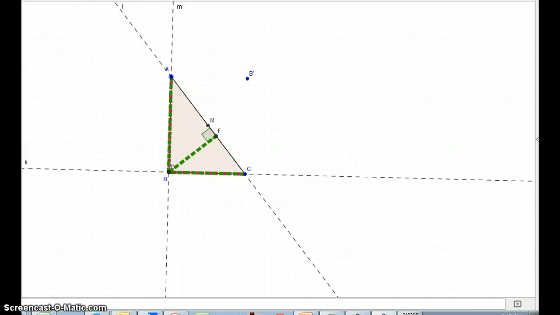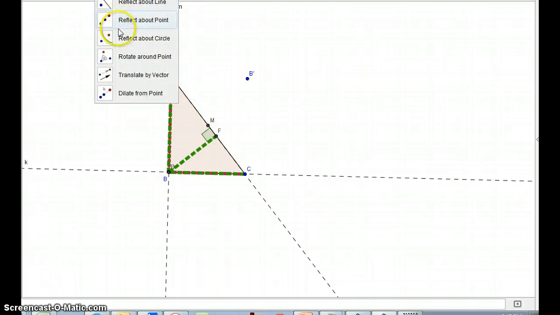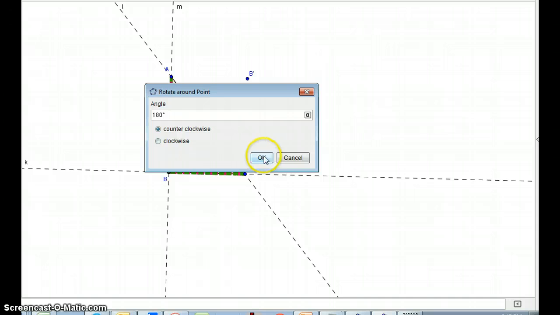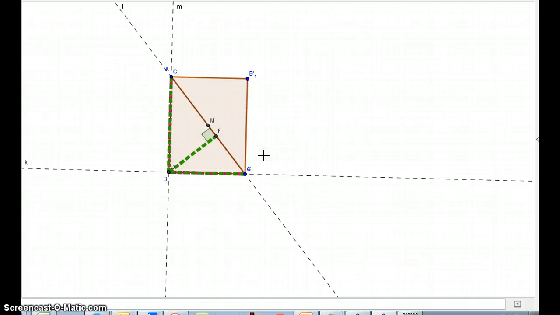And we'd like to start remembering that the area formula for a triangle is based on the area for the related rectangle. So let's go ahead and rotate this triangle around the midpoint of the longest side, 180 degrees. So we know that this triangle is a copy of this triangle.